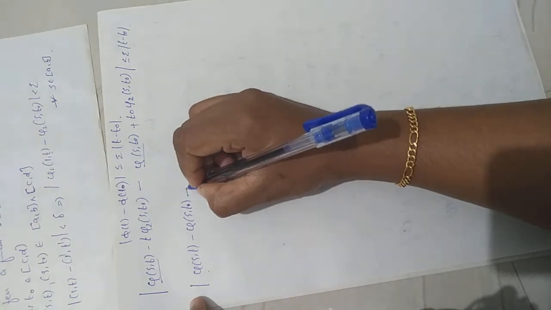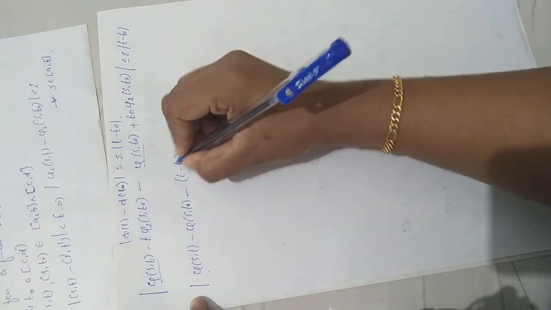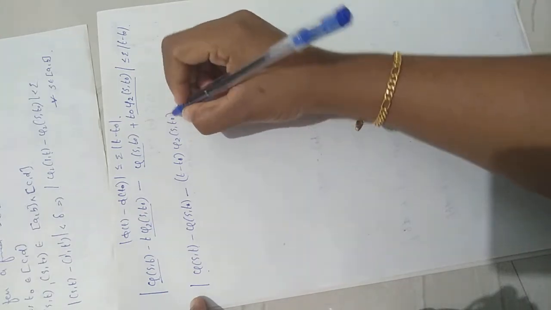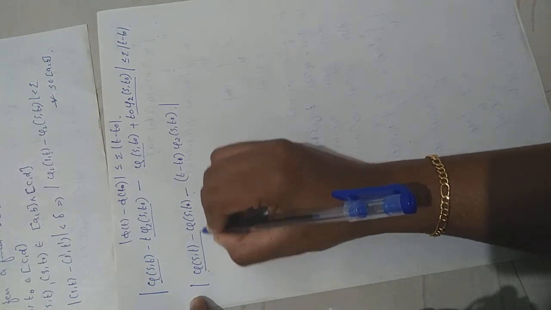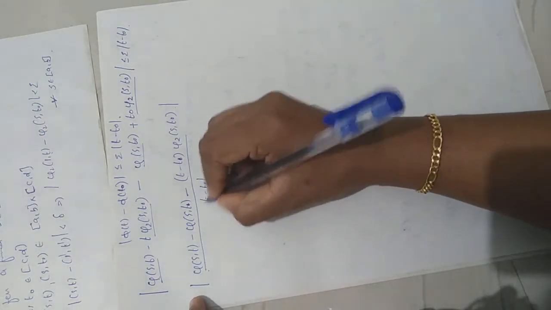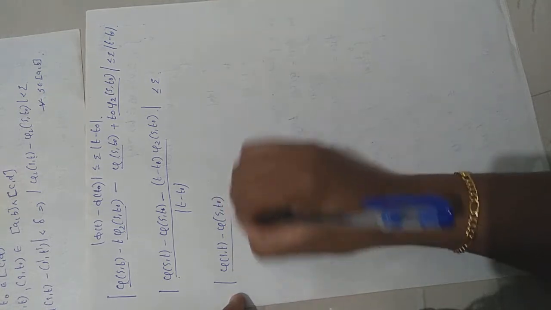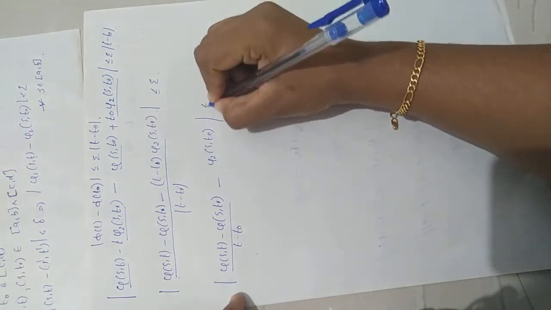Minus t minus t naught into, these together we can write as t minus t naught into psi 2 at the point (s,t naught), right? Then you divide by modulus of t minus t naught. Mod t minus t naught is less than or equal to epsilon, just a positive quantity, so we can divide. So this will become psi(s,t) minus psi(s,t naught) divided by t minus t naught minus, this will cancel, so that is psi 2 at the point (s,t naught), less than or equal to epsilon.